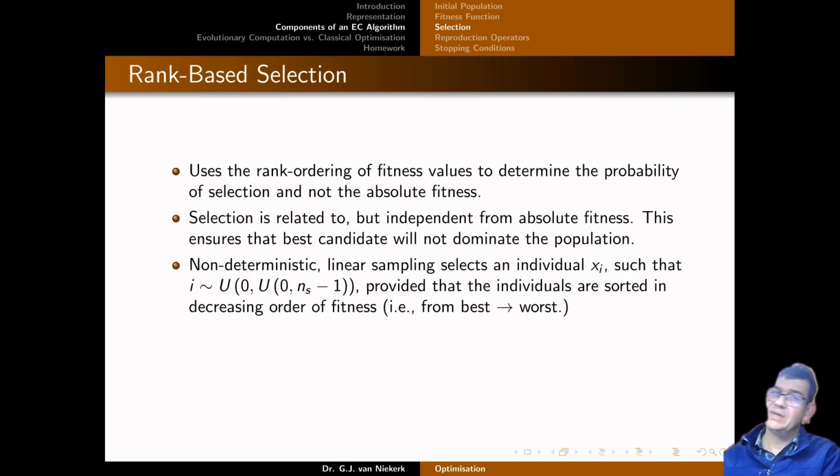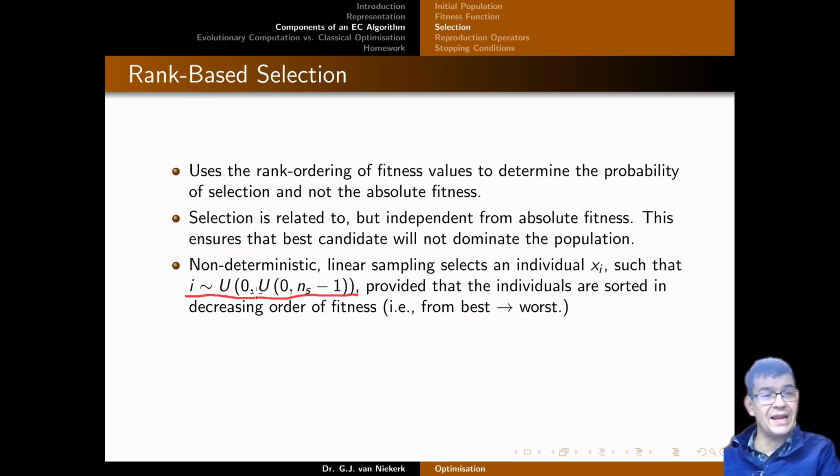The next selection scheme is pretty straightforward, and this is known as rank-based selection. So what you do is, once you've calculated the fitness of all the individuals, you basically order them from the best to the worst. So the best one is in the first position, and the worst individual, or the worst solution, is at the last position. And then you apply a non-deterministic linear sampling to select an individual xi such that the earlier you are in this array, the higher the probability is of being chosen. Now, one way to do this is using this simple, rather straightforward equation over here.